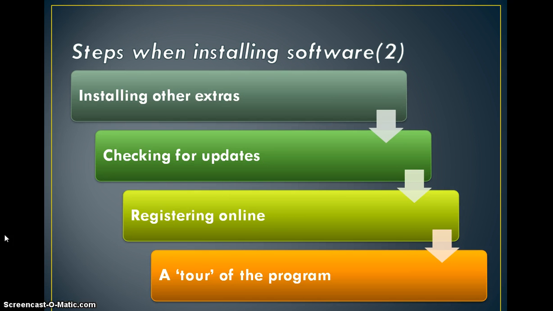There's sometimes other extras or some other programs that you need to install with the program. And then there's checking for updates. Sometimes when you install a program, there might be new updates available, so you can check for updates. Obviously you need the internet for that. And then you can normally register online, and if you register online, then they can send you updates and information and make sure that your copy is legit. And sometimes they'll give you a tour of the program. Now not all of these features will be shown when you install software, but most of them will come up.